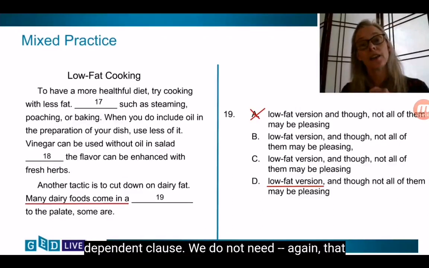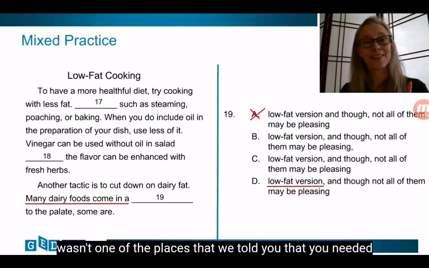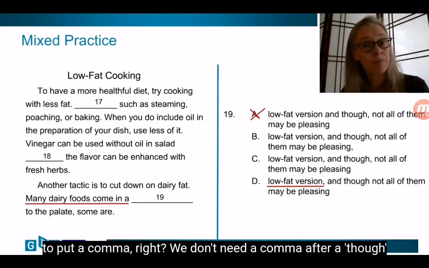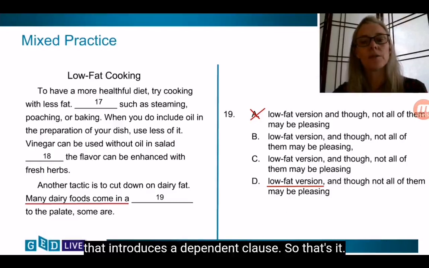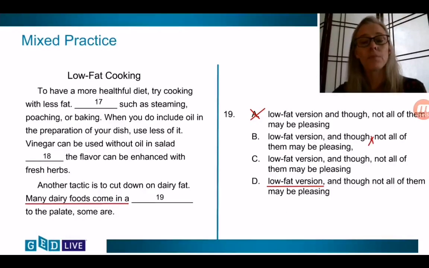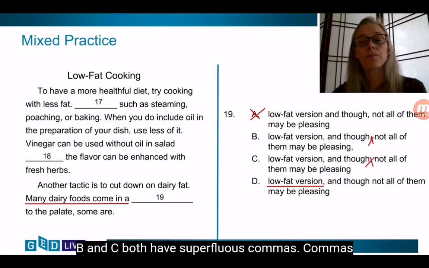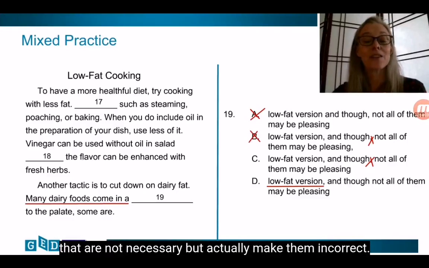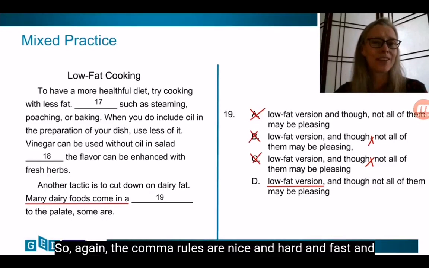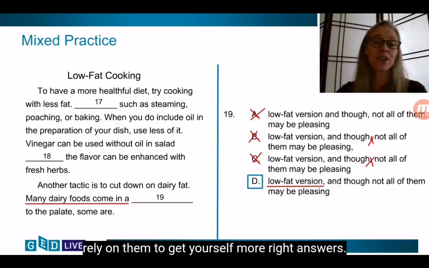We do not need, that, again, that wasn't one of the places that we told you that you needed to put a comma. Right? We don't need a comma after "though" that introduces a dependent clause. So that's it. B and C both have superfluous commas, commas that are not necessary, but actually make them incorrect. So again, the comma rules are nice and hard and fast, and rely on them to get yourself more right answers.